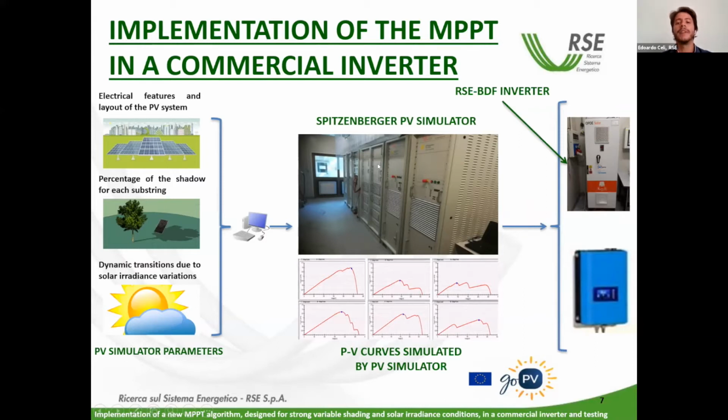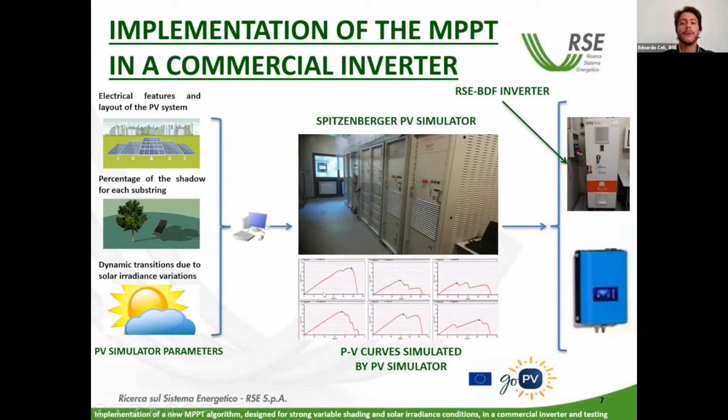We used a PV simulator of the German company Spitzenberger. It is able to emulate PV curves affected by partial shading and solar radiance variations. Indeed, by setting some parameters of the PV simulator via software, it has been possible to create different scenarios in terms of the degree of partial shading and the frequency of solar radiance variations.